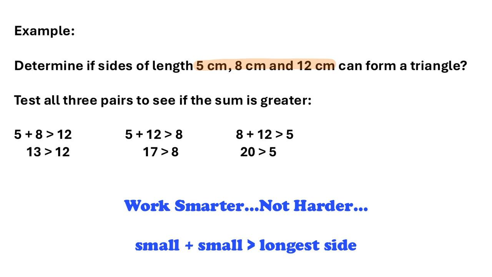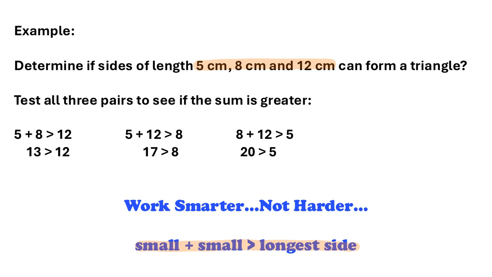So instead of doing 3 math problems, we're going to work smarter, not harder. And this is where I want us to focus. We're going to take the 2 small sides and add them together. And we want to see if they are greater than the longest side. 1 math problem instead of 3. Okay? And it'll make lots of sense as we start kind of doing these.